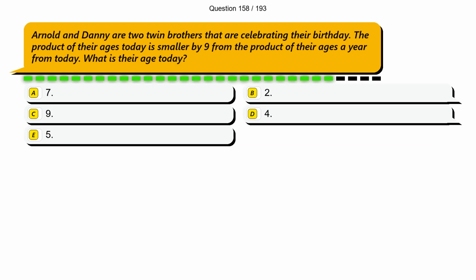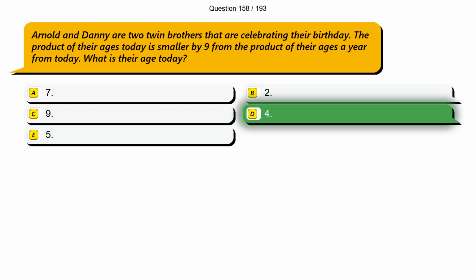Question 158. Arnold and Danny are 2 twin brothers that are celebrating their birthday. The product of their ages today is smaller by 9 from the product of their ages a year from today. What is their age today? Option A, 7. Option B, 2. Option C, 9. Option D, 4. Option E, 5.